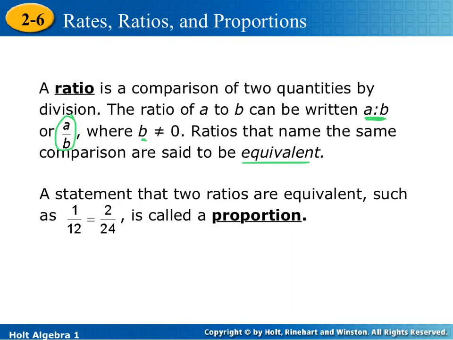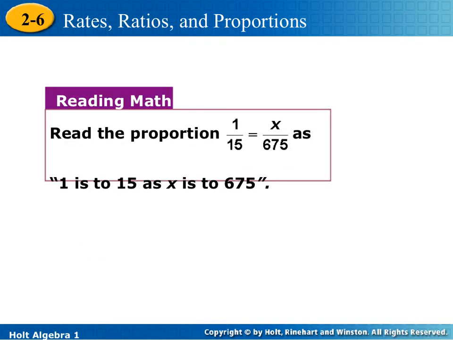when we put two equivalent ratios together, we call that a proportion. So we've seen these proportions before. Sometimes we write them in a table, sometimes in an equation, but pretty simple. We can see the relationship between them. For example, we're multiplying by 2 to go from left to right. We're multiplying by 12 to go from numerator to denominator. We're multiplying or dividing by 2 to go from right to left, and so on. And here's a way to read that proportion. We say 1 is to 15 as x is to 675.